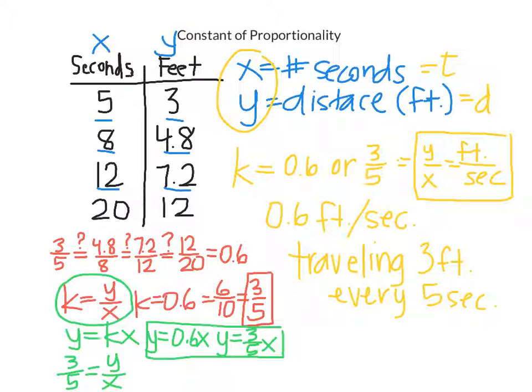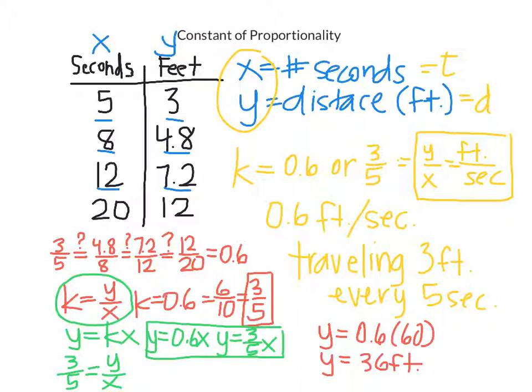And now the thing is that you could use this equation to predict how far is it going to go if you were to allow it to travel for a full minute. Well, that's time, so that's x. So y equals 0.6 times 60, which turns out to be 36 feet. So it can travel, if it keeps up the same rate, 36 feet in 60 seconds.